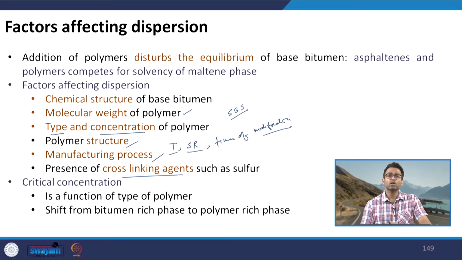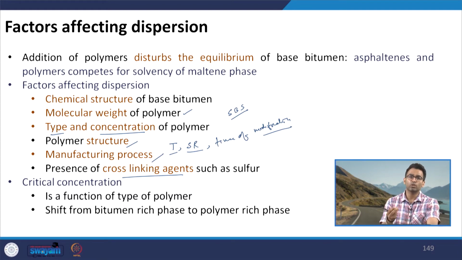Some of them are even used at a concentration of around 3 to 5%. So, this critical concentration is essentially a function of the type of polymer we are using. Some polymers can be properly dispersed in the base bitumen at higher dosage, but some polymers at lower dosage. And the interesting part is some of the polymers even at a lower dosage of around 1 to 3 to 5% can cause a huge change in the rheological properties of the bitumen, in the viscoelastic response of the bitumen.